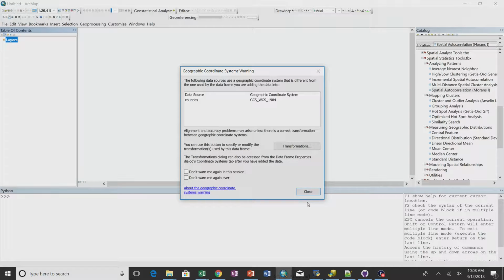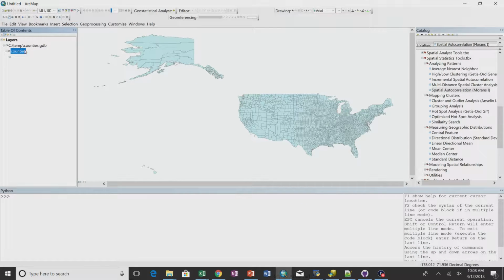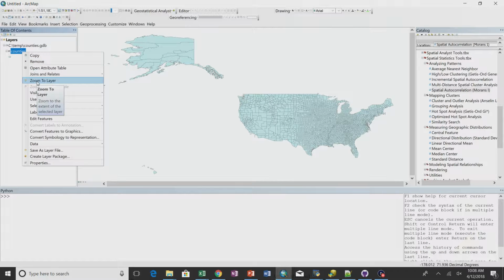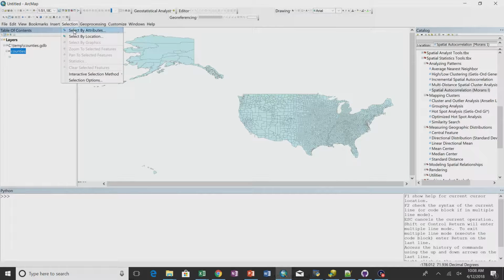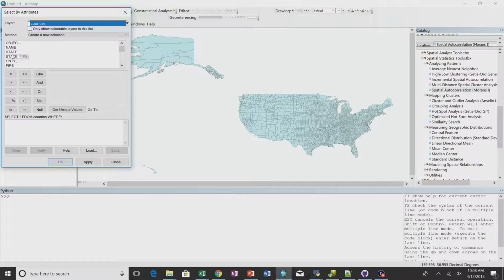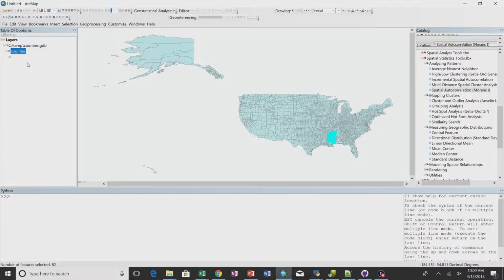All right, so we've got our counties, and I think the first thing that I'm going to do is select state name equals, let's just do Mississippi since that's where we are. Mississippi. And we've got a lot of counties. Probably too many counties. I don't know if that's possible.